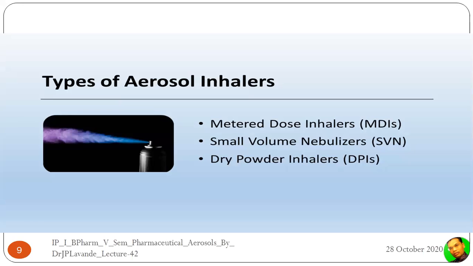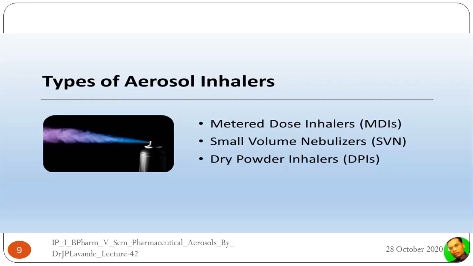Now, there are three major types of inhalers. These are termed as MDIs, SVN, and DPIs. MDIs are nothing but the metered dose inhalers. SVN stands for small volume nebulizers, and DPIs stands for dry powder inhalers.